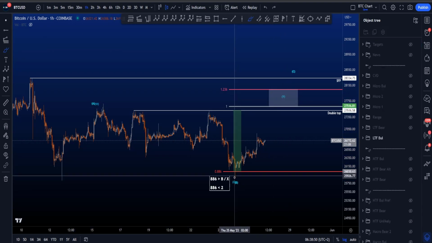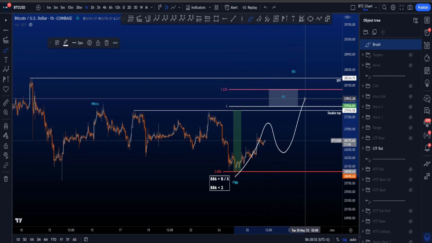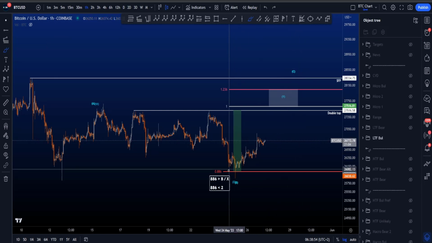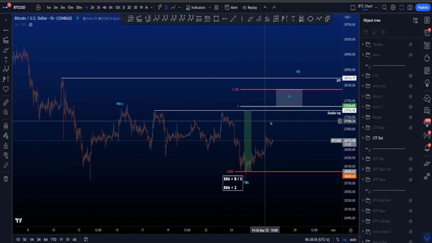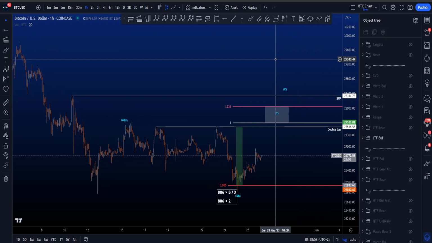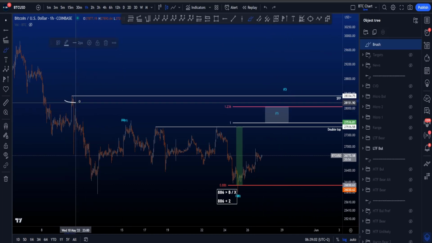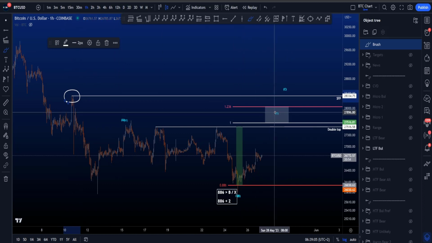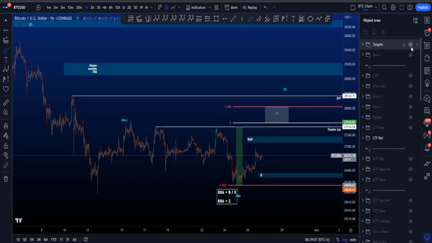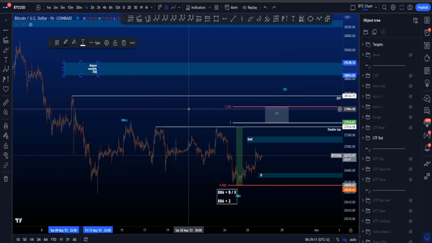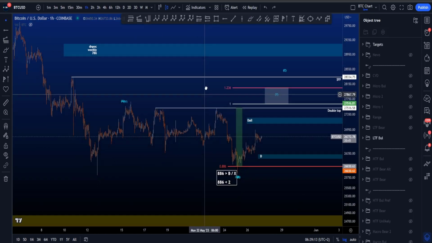So for this wave Y, we would be looking for a 3-wave move, but for a wave C, we would be looking for an impulsive structure to the upside, and potentially some targets might be higher. So if this box over here gets passed, the next area of interest would be the high over here at 28.3k. However, we also have a target box up here a little bit higher between 28.9k and 29.2k.